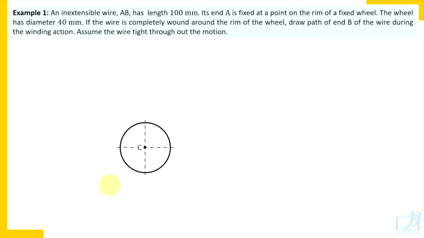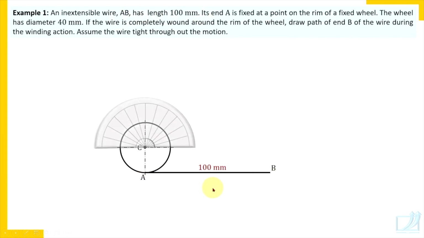Now, during winding, the wire always remains tangent. So therefore, when winding starts, at that instant also, wire AB must be tangent to the circle. So draw a 100 millimeter long wire tangent to the circle. We prefer the lowest point on the circle. So this is that 100 millimeter long line AB.